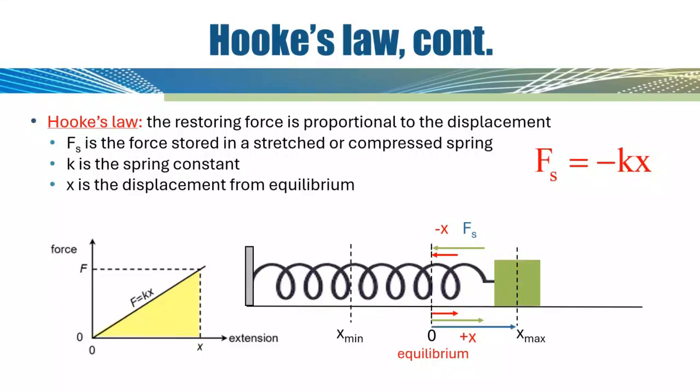As an example, let's say that I pull the mass 10 centimeters in the positive x direction. We'll call this x max. As I hold the mass, the restoring force is at a maximum, and the mass has elastic potential energy because when I let go, the restoring force will cause the system to oscillate between x min and x max.